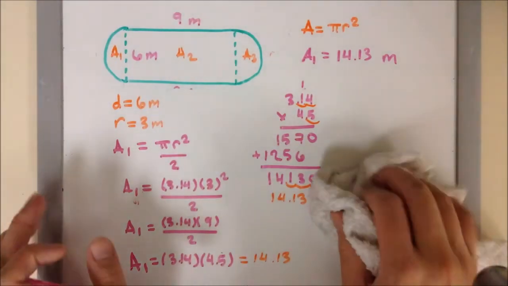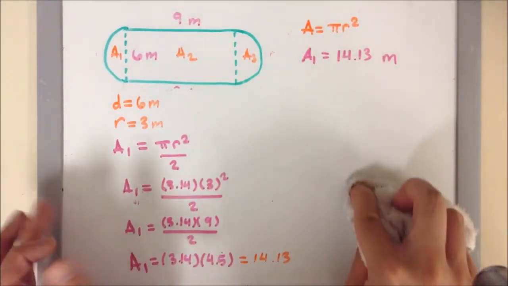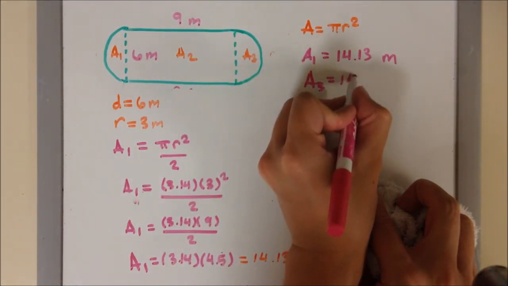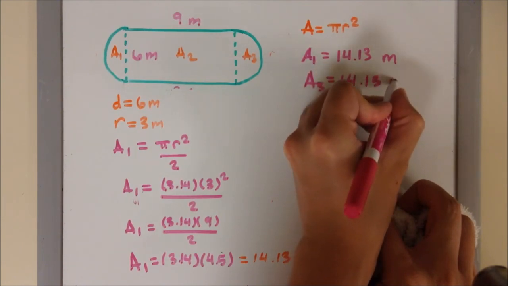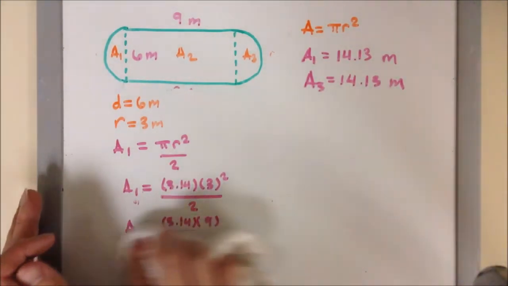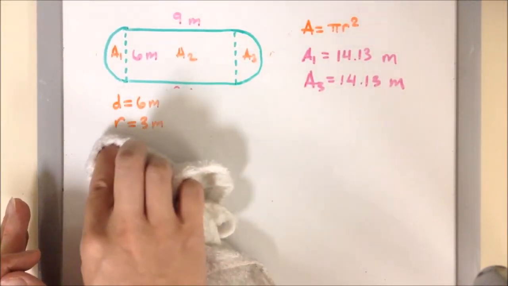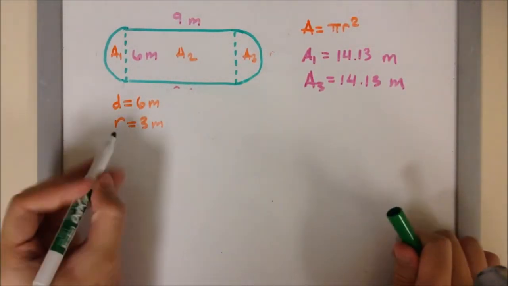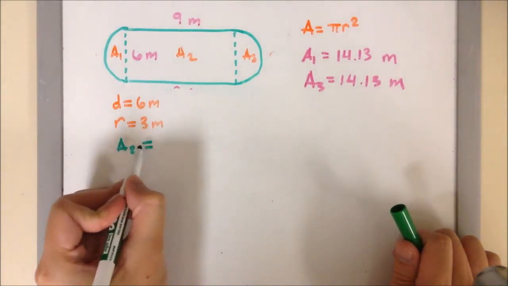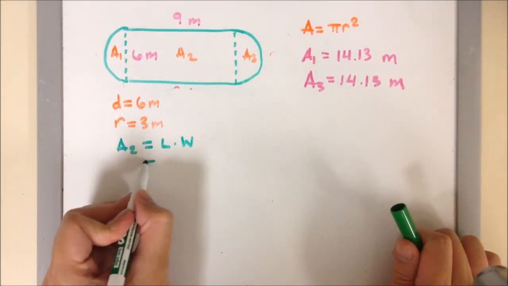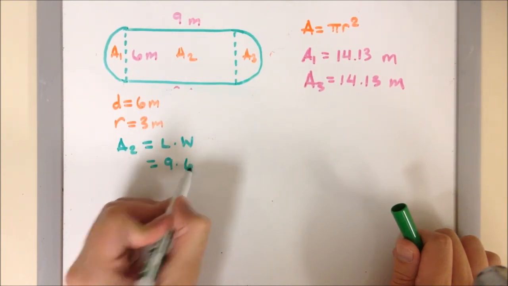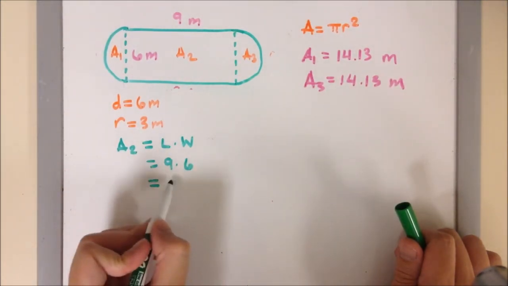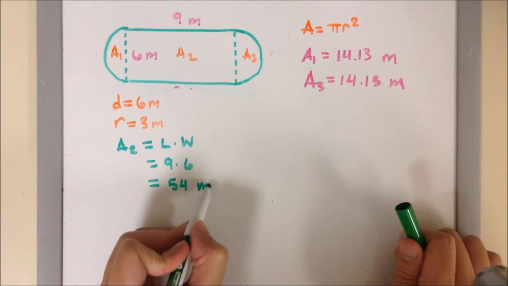And then I'm going to erase to make room for my A3, which is also 14.13 meters. Alright, I'm going to erase all this to make more room. Next, we're going to need to find A2. So A2 is length times width. So 9 times 6, I'm doing area, so now I'm including the 6. So 9 times 6 is 54 meters square.